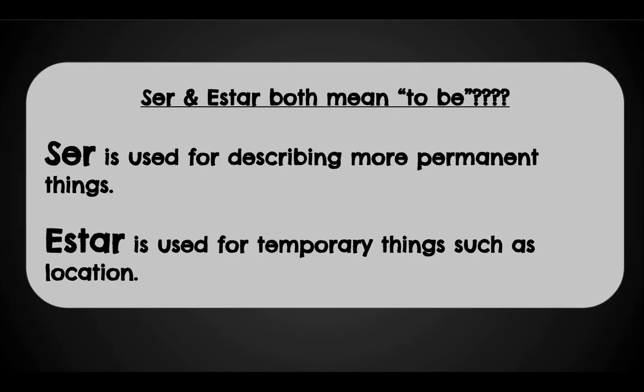Now wait a minute. You might be confused because you thought ser meant to be, but actually both of these verbs mean to be. Ser is used for describing permanent things, like someone's personality or what they look like. Estar is used for more temporary things, such as your location or how you're feeling at the moment. Think of it like a Facebook status. This word looks like status, to remind you that your status is temporary. It changes all the time.